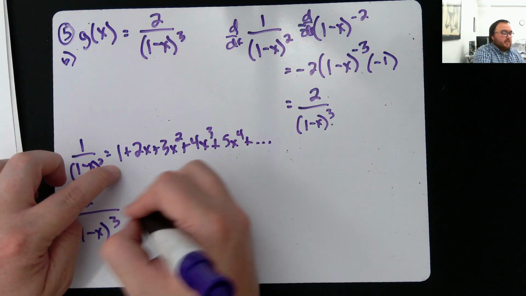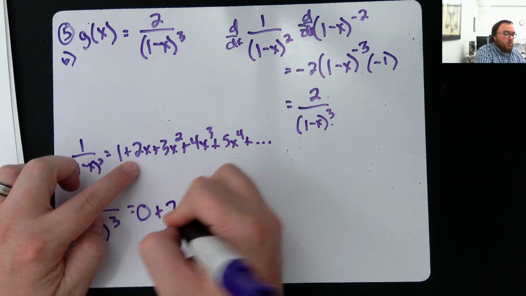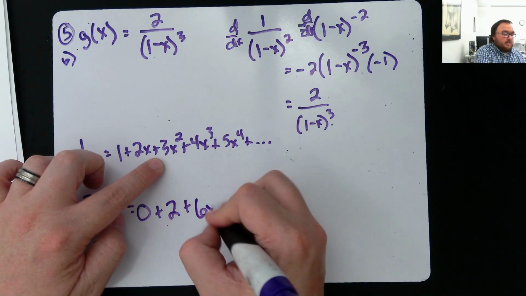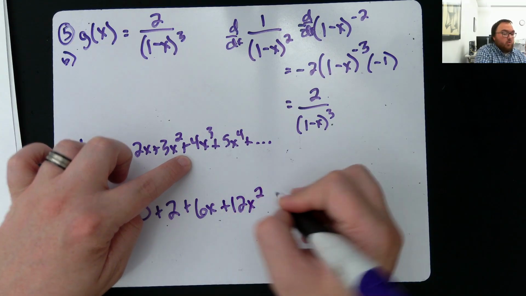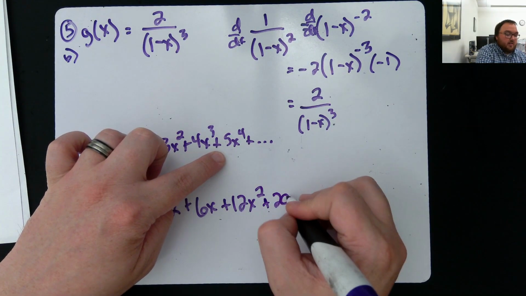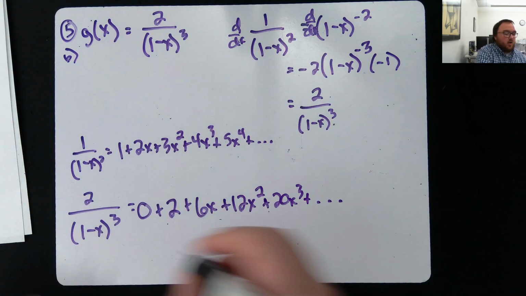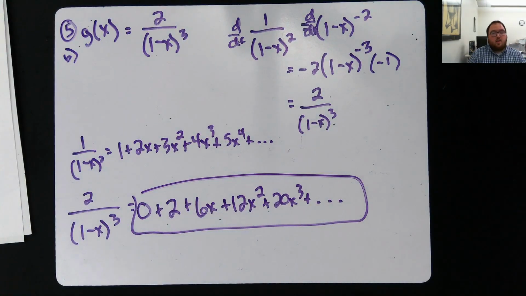The derivative of 1 is 0, the derivative of 2x is 2, derivative of 3x squared is 6x, derivative of 4x cubed is 12x squared, derivative of 5x to the fourth is 20x to the third, and on and on. So if the function that I want to use is the derivative of one that I know, do the one that I know and then take the derivative of it.